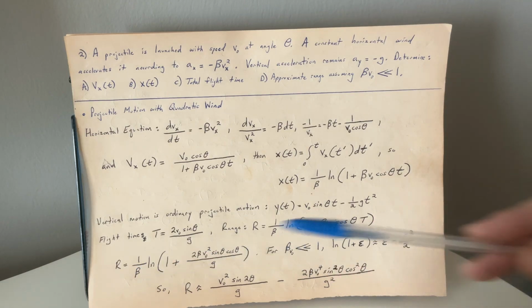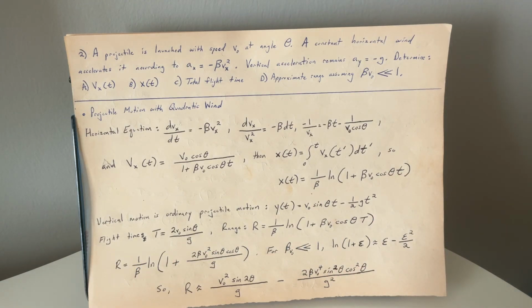So isolating here, r again, r equals 1 over beta ln of 1 plus, substituting 2 beta v naught squared sine theta cosine theta divided by g. So for beta v naught much less than 1, ln of 1 plus epsilon is going to approximate the following: epsilon minus epsilon squared over 2.